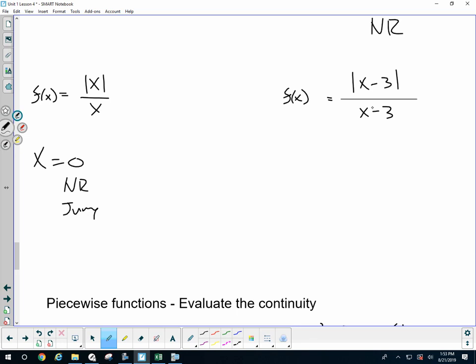Here, we might think, oh, 3 over 3. I mean, if I plugged in 3, I'd get 0 over 0. That would mean it's removable. No, x equals 3 is a non-removable jump.